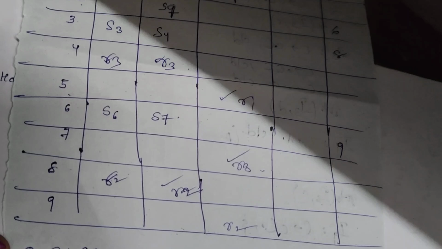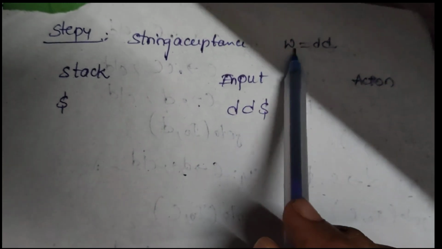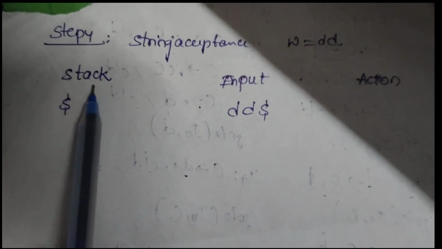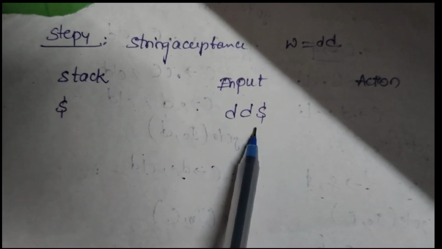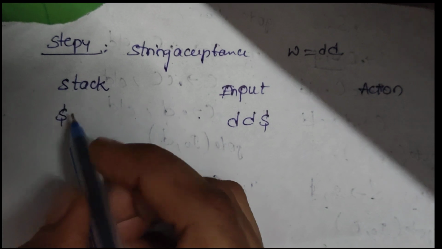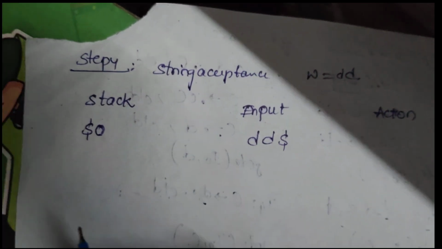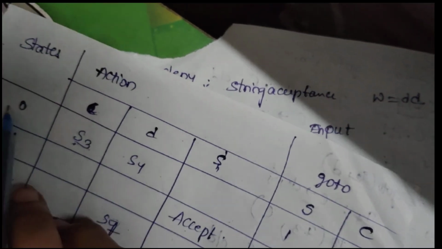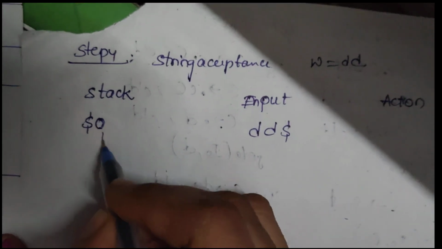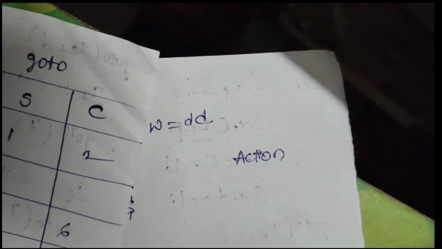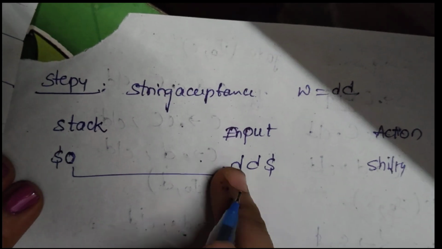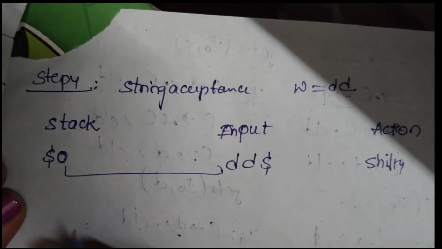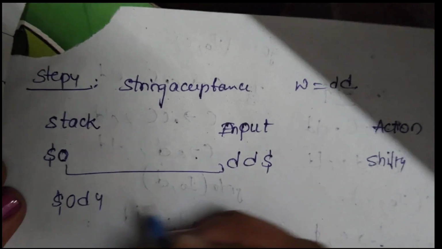Table construction is done. Now the next step is the string acceptance. The given string is DD. So you need to write like this. Stack: in the stack, the first element will be dollar. In the input, the last element will be dollar. So the top of the stack will be 0, that is the starting state. So 0 and D. What is 0 and D? Check here. 0 and D is shift 4. So write shift 4. You need to shift this element here and also 4 here. So $0 D 4.